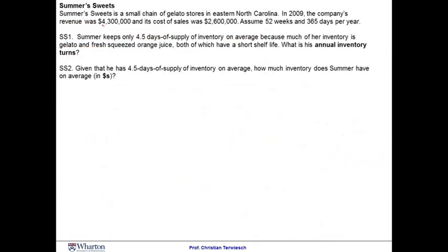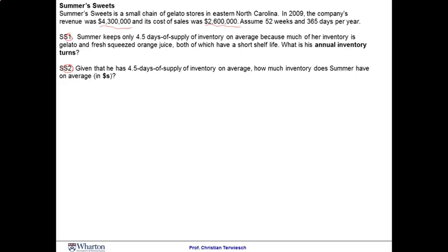This question is called Summer Sweets, and it's about a small gelato store that has a revenue of $4.3 million and COGS of $2.6 million. The first question asks you to compute the inventory turns, and the second question asks you to compute the amount of inventory that is needed to run this business. Take some time for yourself, and then we'll tackle this together.